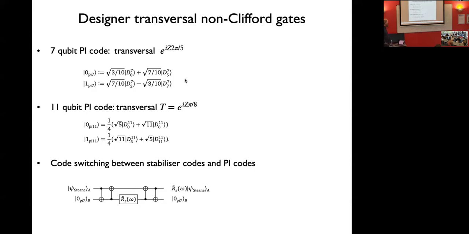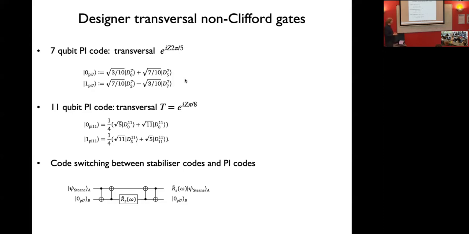There's an 11-qubit PI code which has a transversal T gate. So this might be useful for certain compilation. And then how would you make use of these? Well, what you might want to have is a scenario where you're doing error correction and quantum memory storage in a stabilizer code. And then when you want to do a non-Clifford gate, you basically switch to the other code, the PI code, do your non-Clifford gate, and then switch back.